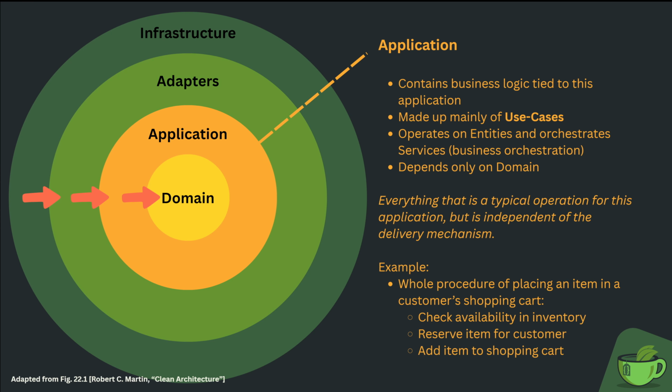Think of it like this. If instead of an e-commerce shop, we would be building an online auction platform, customers couldn't just add an item to their cart. Instead, we would provide use cases for placing a bid and finalizing an auction. However, we could still use some of the same entities of the domain layer, like the customer and the item.